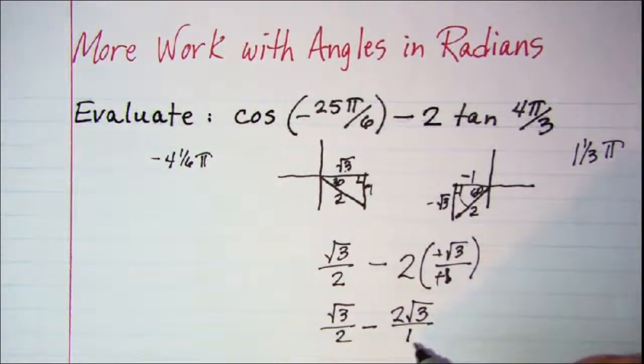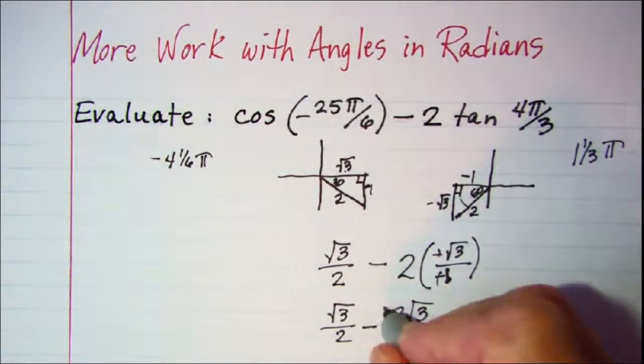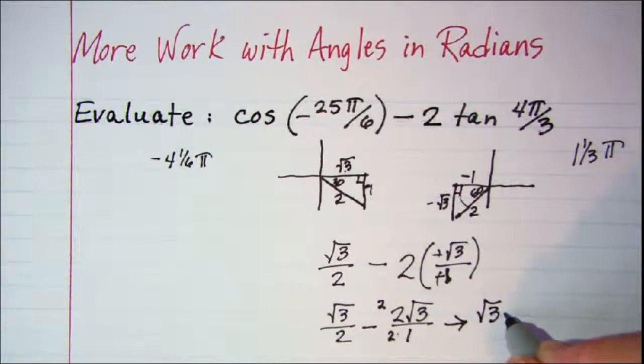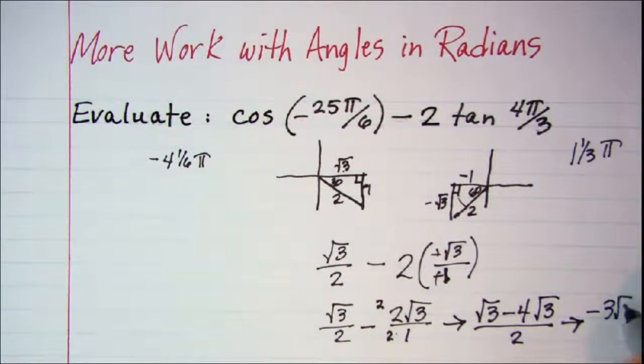Now I'd like to put that into a single fraction, so I'll multiply top and bottom here by 2. So this problem is 1 root 3 subtract 4 root 3 all over 2. And that simplifies to a negative 3 root 3 over 2.